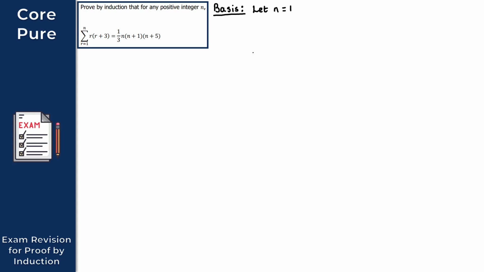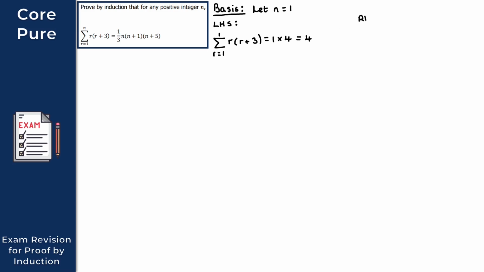Now, if n equals 1 then, what I want to do here is show that the left-hand side is equal to the right-hand side here. So for the left-hand side then, which we'll abbreviate to LHS here, what we get then is the summation here from r equals 1 to 1 of r times r plus 3. So r times r plus 3 here, which in this case then will give us 1 times 1 plus 3. So we get 1 times 4 there, and we get 4. So basically all we need to do now is show that the right-hand side is also equal to 4.